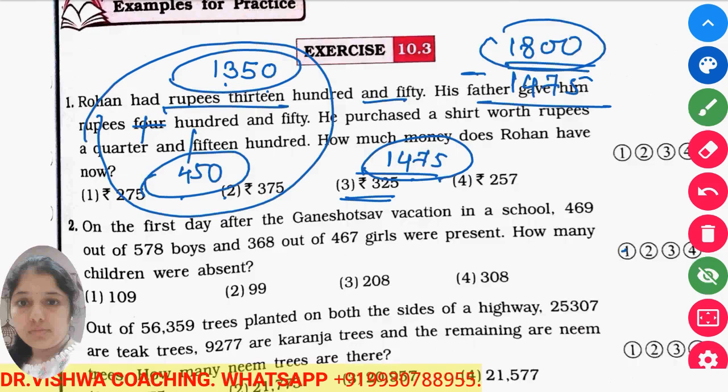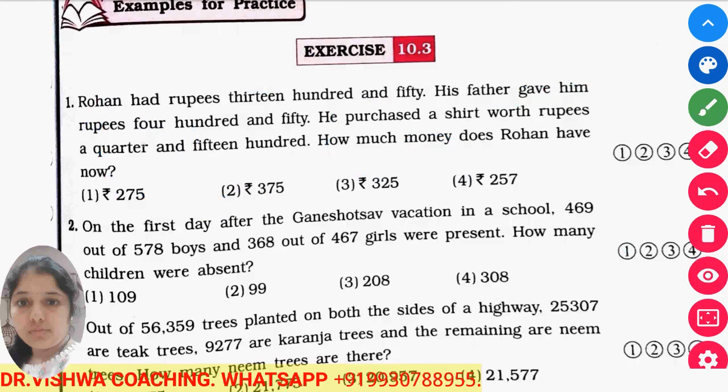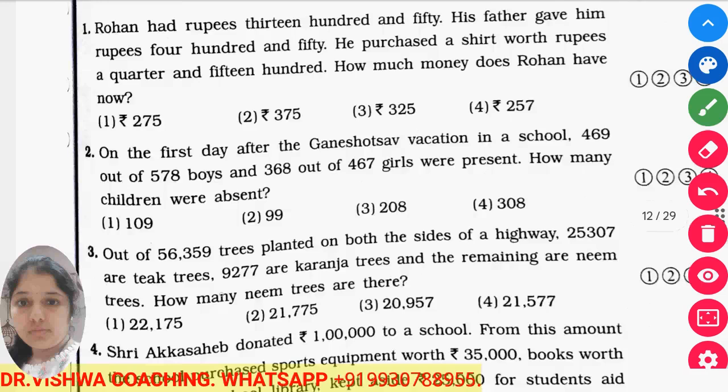Sorry, quarter and 1500 means, maybe not. It is quarter past 1500, so it is 1525 rupees he spent on the shirt. So you have to subtract 1525 from this 1800, so you will get the answer. Okay, so the answer must be 275 rupees.